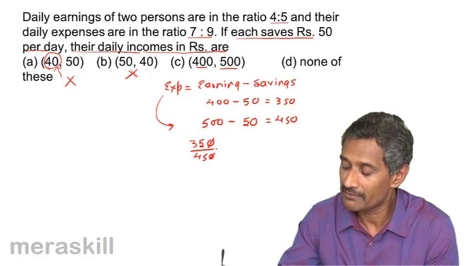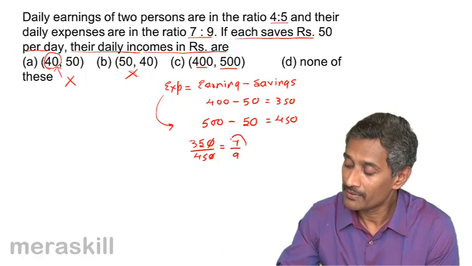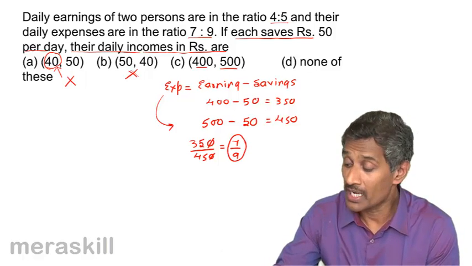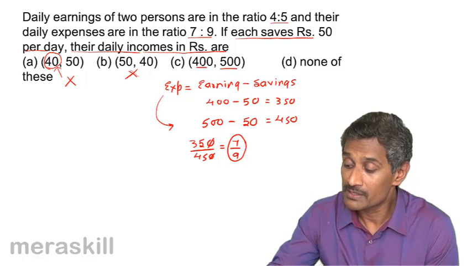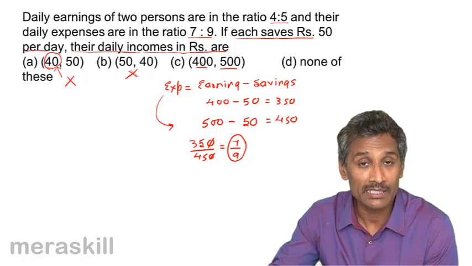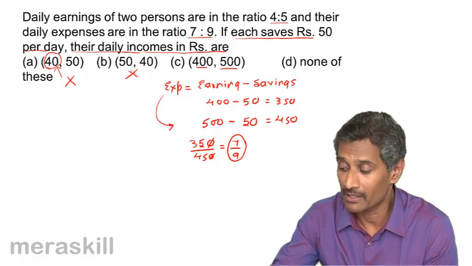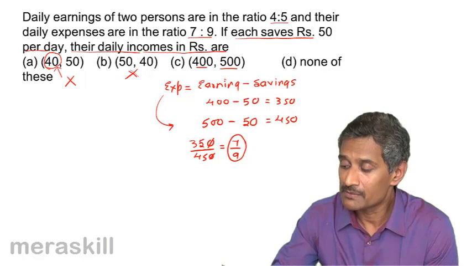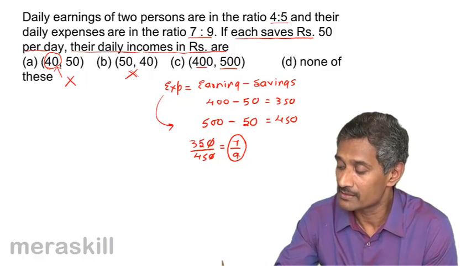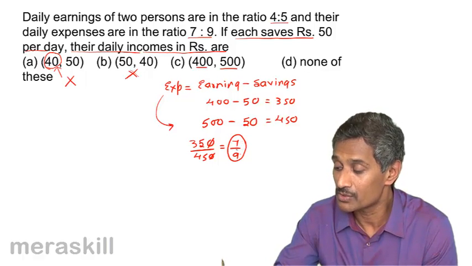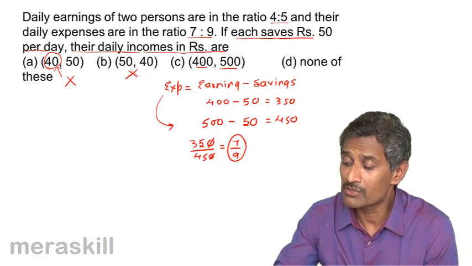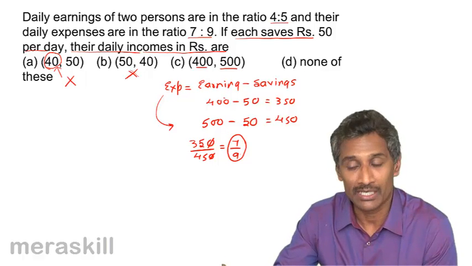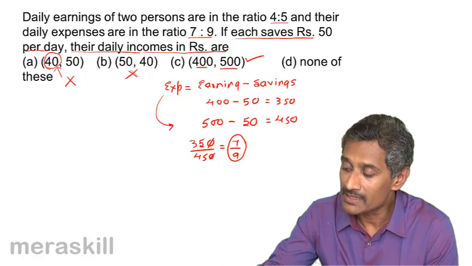Let's check what we have. If you cancel by 5, you get 7 by 9. That means the ratio of the earnings is 400 and 500. One person earns 400, the other person earns 500. And he saves 50. So his expenses, if they take them as 350 and 450, it is turning out to be the ratio 7 is to 9. So by the process of elimination, without actually calculating it, you're getting it this way. So among these, this is the answer.